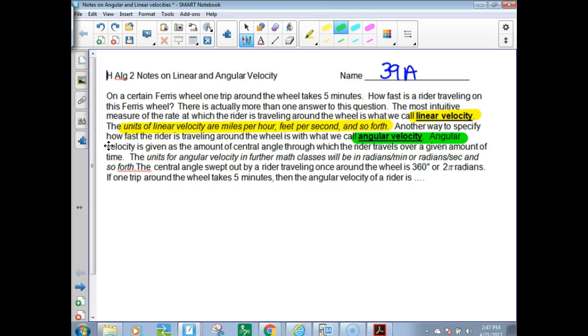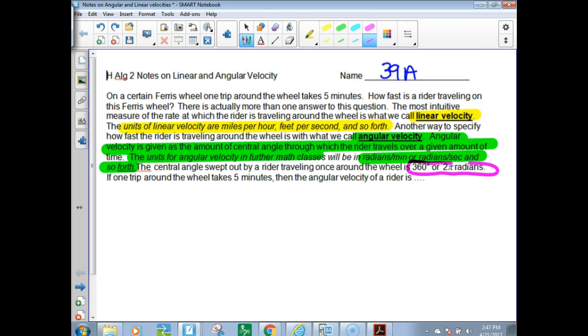Angular velocity is given as the amount of central angle through which the rider travels over a given amount of time. So the units for angular velocity in further math classes will be radians per minute, radians per second, and so forth. The central angle swept out by a rider traveling once around this wheel, if he's going around, is 360 degrees or 2 pi radians.